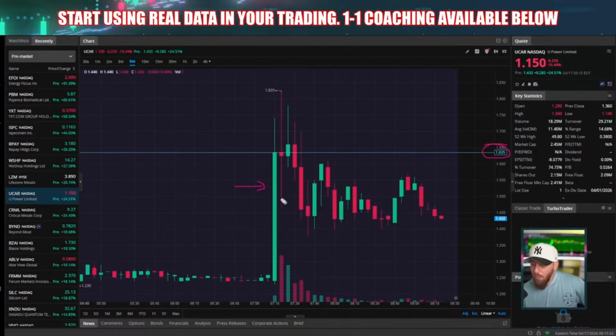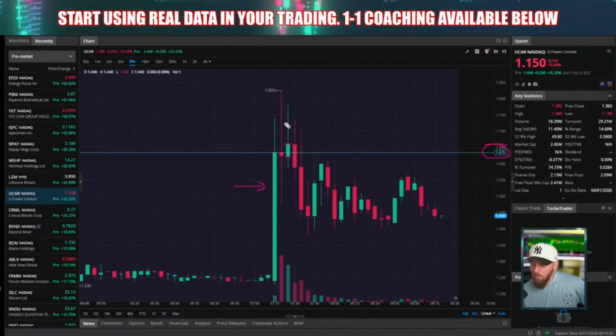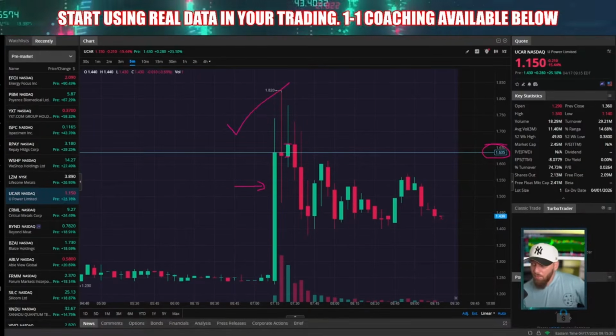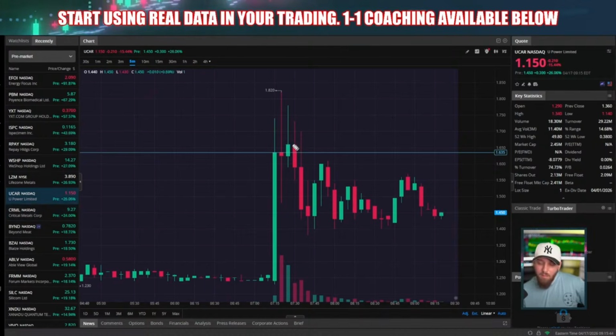We get the pullback, we wick all the way down here, we start to bounce. This next 5-minute candle opens right here. It closes right here. This closes above our level. So that confirms a breakout. As soon as that happens, I put that on the tracker. And since that broke out before 9 a.m., I will not be taking any breakouts on UCAR. And this is why I don't take breakouts before 9 a.m.